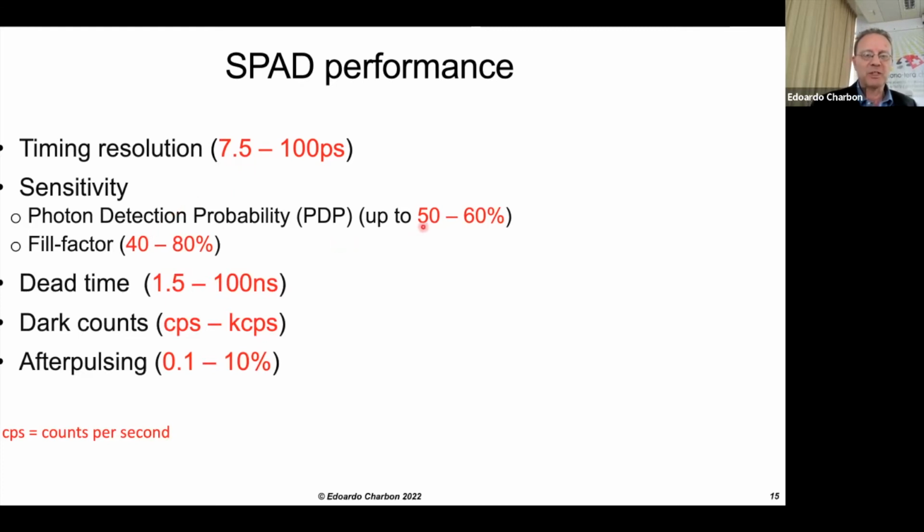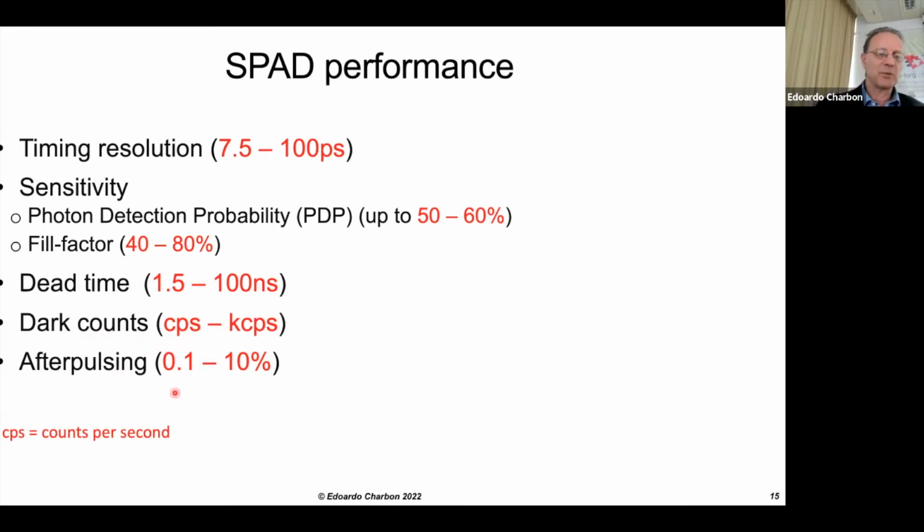The photon detection probability, the sensitivity of this device, can be as high as 50 to 60%, whereas the fill factor can be as low as 40% and as high as 80%. The dead time is the time it takes for the device to be ready for the next detection, and this can be as low as 1.5 nanoseconds. That means that in principle you can detect gigaphotons per second on every detector independently. Of course, the price to pay is a certain dark count rate, usually of the order of counts per second. CPS stands for counts per second, sometimes even going to kilocounts per second.